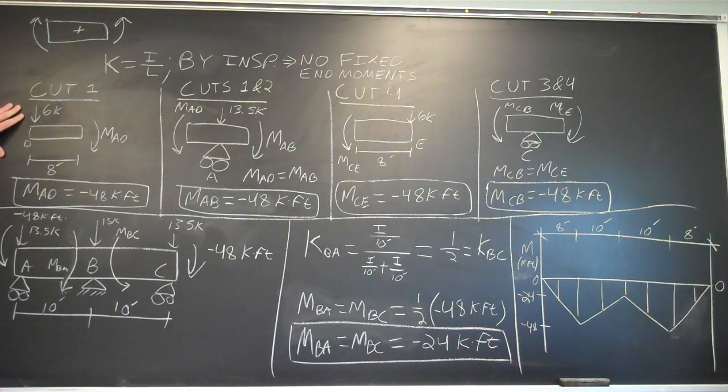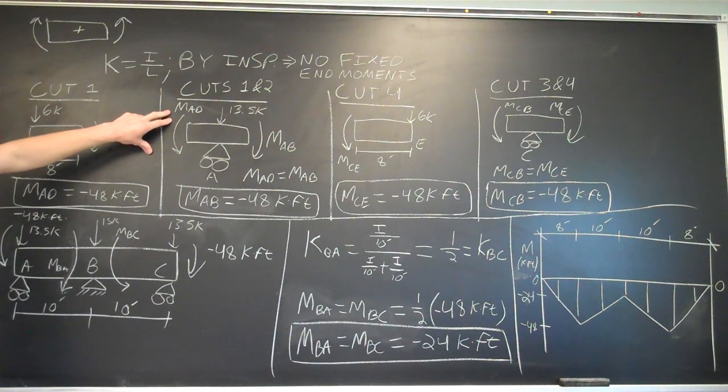So for our first cut between the end cantilever D and the support A, there's a 6 kip force acting 8 feet away and no intermediate supports. Therefore, MAD has to be acting in a clockwise sense with a total magnitude of 6 kips times 8 feet, for negative 48 kip feet, once again using our normal sign convention.